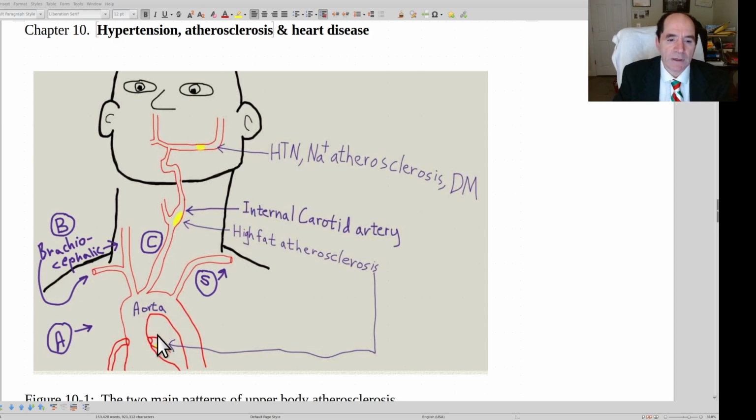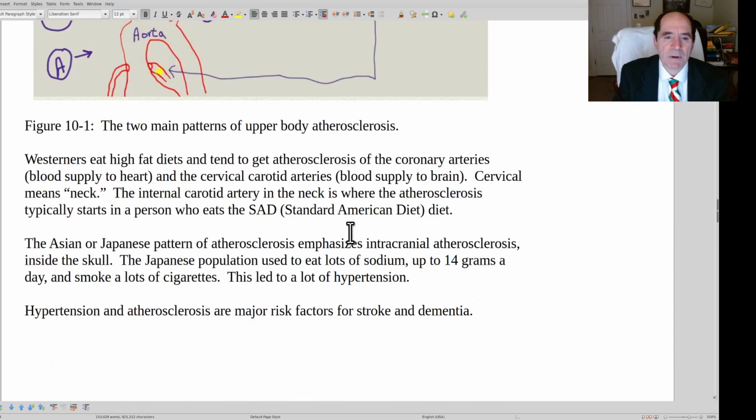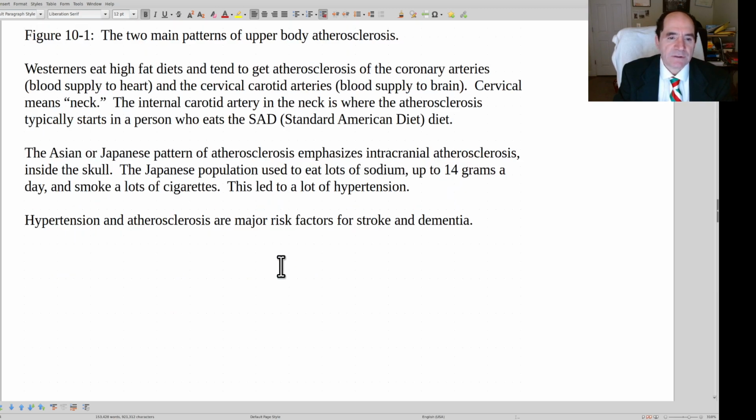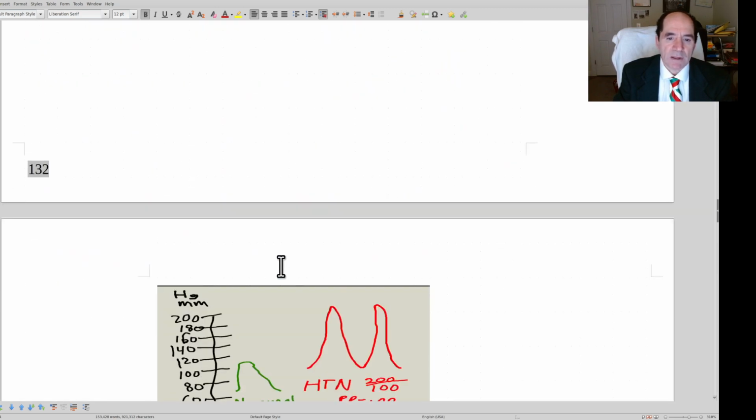You can easily remember the anatomy by remembering your ABCs. A for aorta, B for brachiocephalic artery, C for carotid, S for subclavian. Those little mnemonics come in handy if you want to memorize stuff. Most people probably don't care too much about memorizing that, but it's good that you heard it once. You know where to go back to find the picture if you want it. So the SAD diet, the standard American diet, creates that pattern of atherosclerosis.